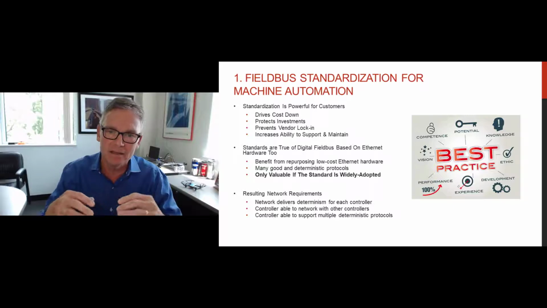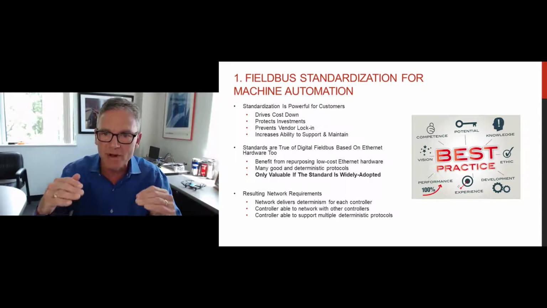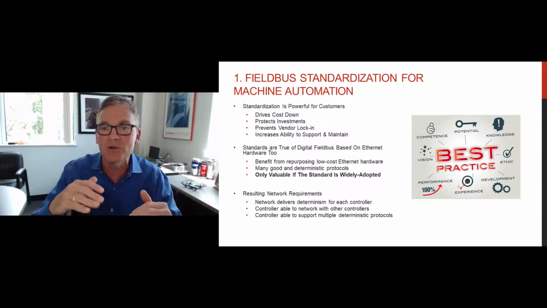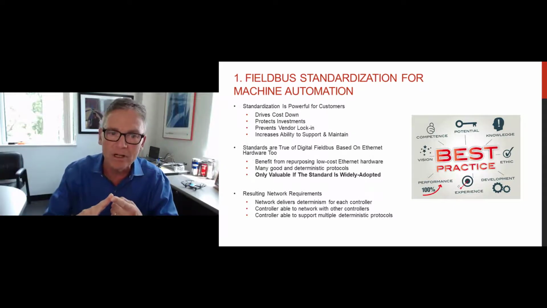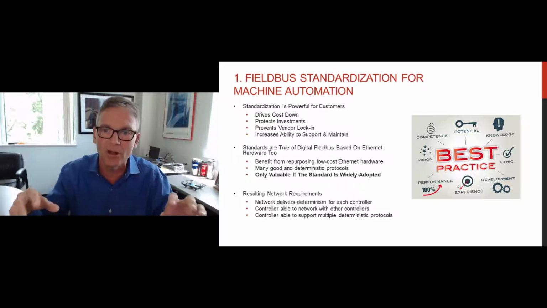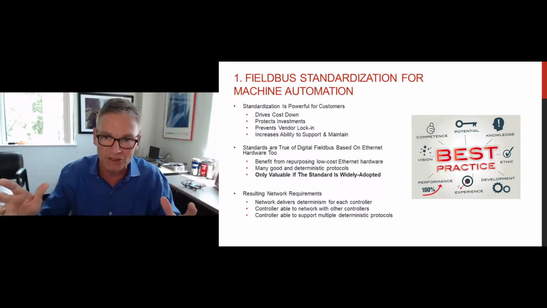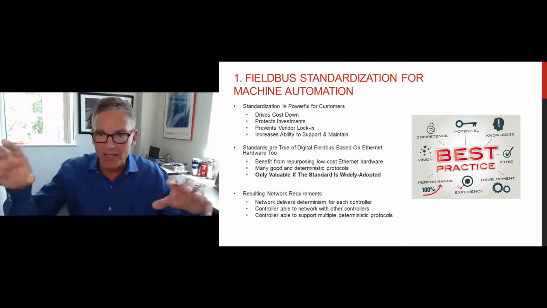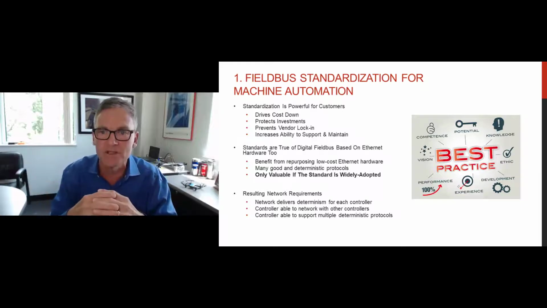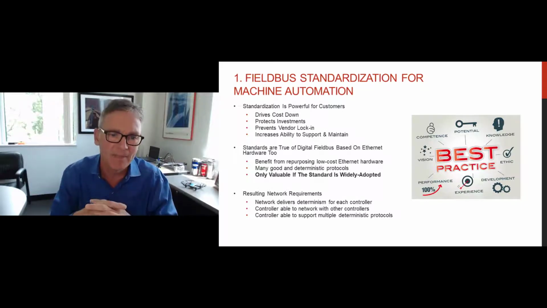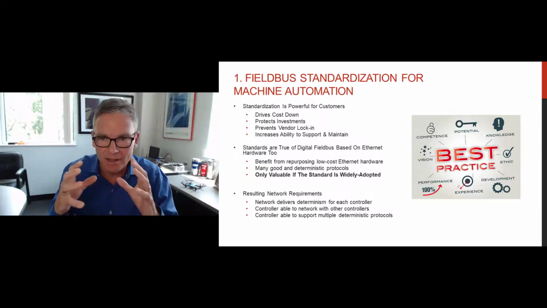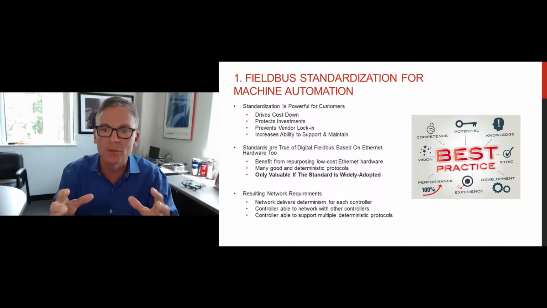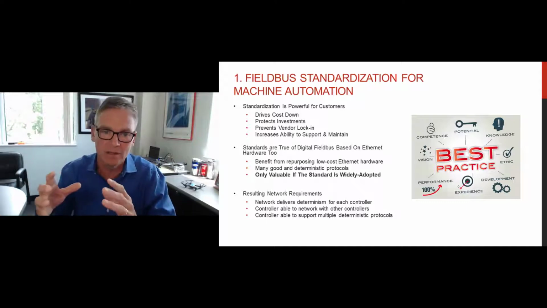And what you're going to see is that through the standardization effort, what customers are asking for and the networking requirement that precipitates from it is that the network must deliver determinism for every controller inside the machine, and it must optimize the way that information gets shared with all the IOs and servo drives that drive a machine. The controller also has to be able to communicate with other controllers, because we're seeing more and more times machines need to communicate amongst machines. And finally, even inside the controller, a given controller is going to require multiple deterministic protocols.